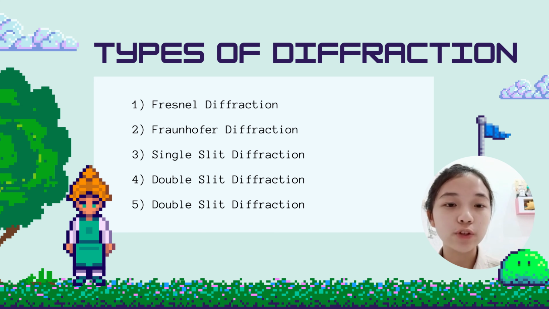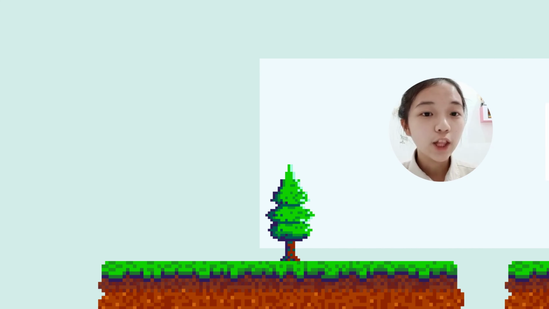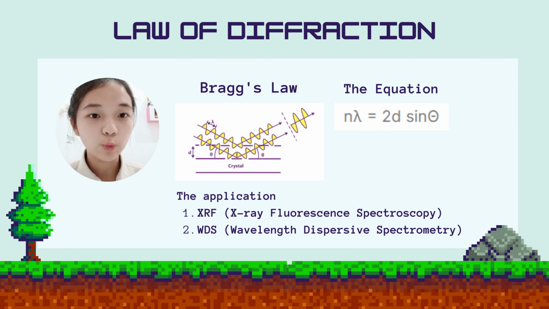Here, a single slit will produce a dark pattern, while a double slit produces a dark and light pattern, and multiple slits will produce a bright pattern. But three of them will produce new waves that will interfere with each other to make the diffraction pattern. The law of diffraction is called Bragg's law, which was introduced by William Lawrence Bragg in 1913.